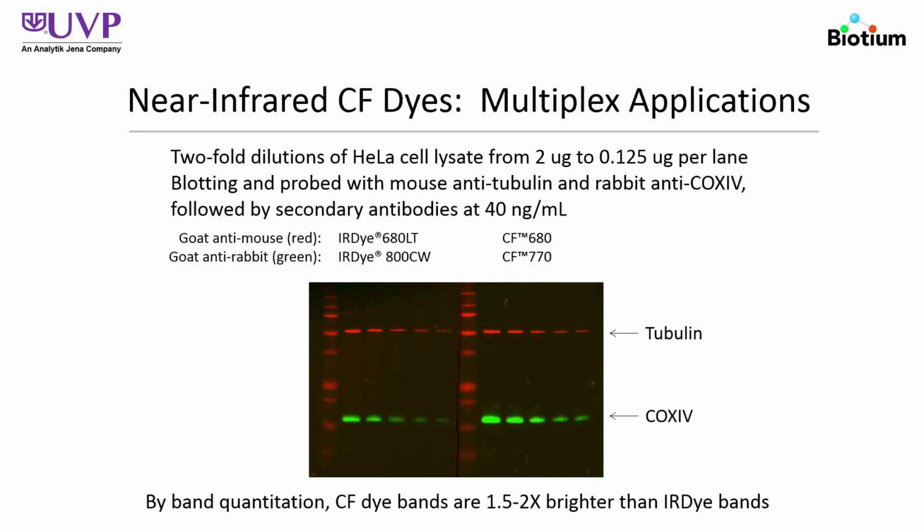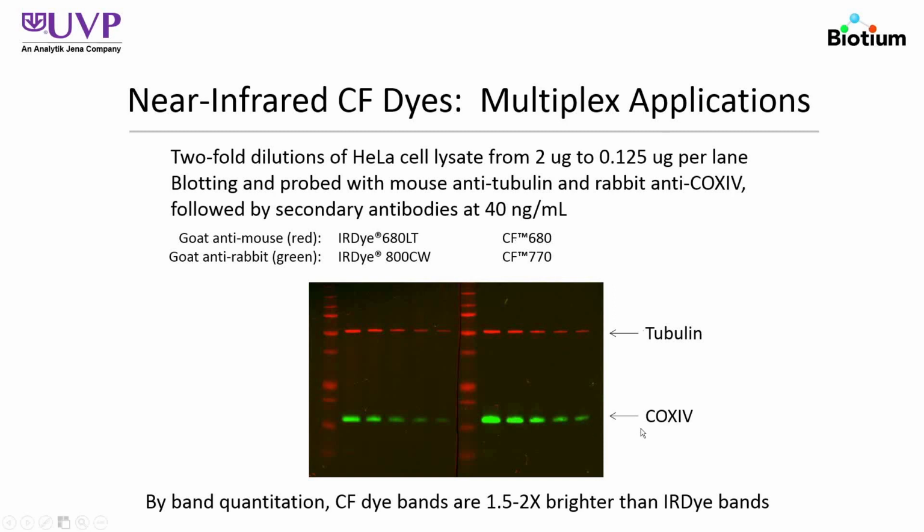So here's an example of a multiplex Western blot comparing CF dyes with, in this case, the IR dyes. Different dilutions of HeLa cell lysate were transferred to the membrane, the highest concentration at 2 micrograms per lane down to 0.125 micrograms per lane. And here tubulin was detected using a mouse antibody and either IRDye 680LT or CF680.